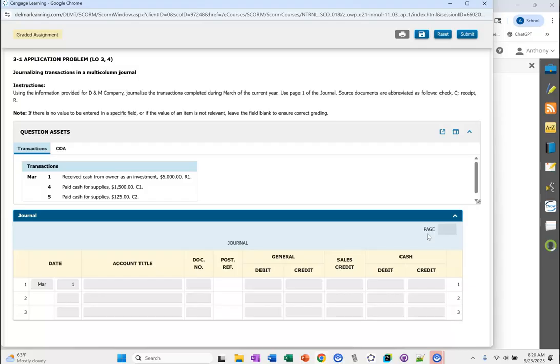Just backing up, I want to ask a question. For here, I would put April fifth, supplies, and then I would put supplies on account. And then would I just go 600 credit? Yeah, that's fine.